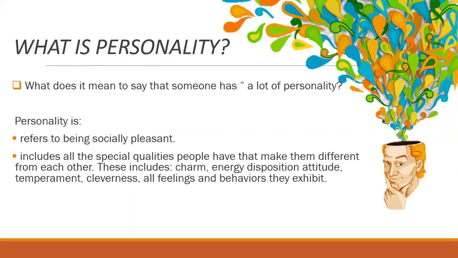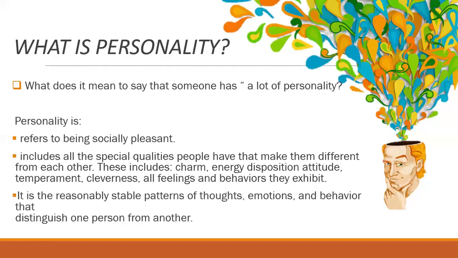This includes our charm, energy, disposition, attitude, temperament, kung paano natin dalhin ang sarili natin, cleverness, all feelings and behaviors they exhibit. It is the reasonably stable patterns of thoughts, emotions, and behavior that distinguish one person from another. Kapag napapansin natin yan, makikita natin yung pagkakaiba natin sa ibang tao.